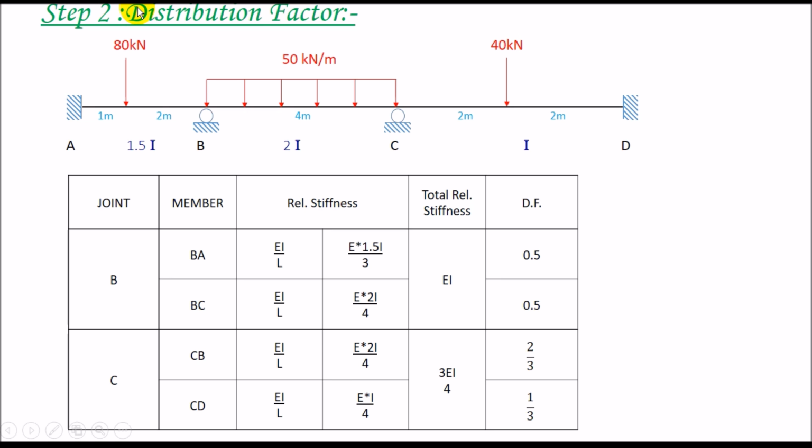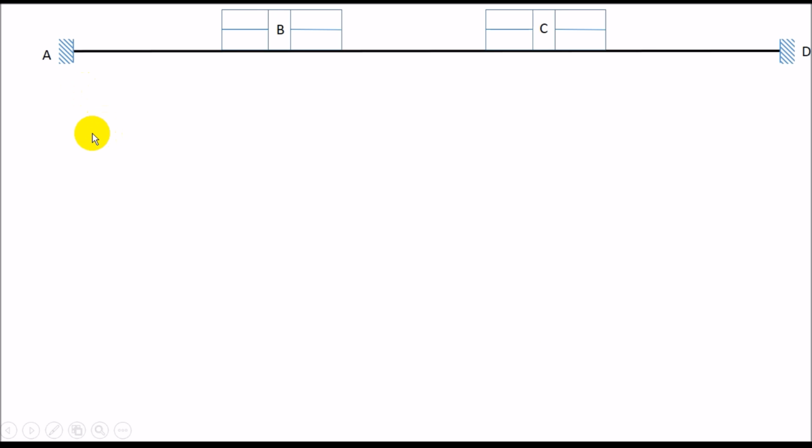Okay, let's move on to step 3, that is our main moment distribution. Now I've just drawn the beam A, B, C, D, and these are my intermediate supports, and I've drawn the boxes as you can see. Now we have to fill values in these boxes. I'll tell you how to fill values.